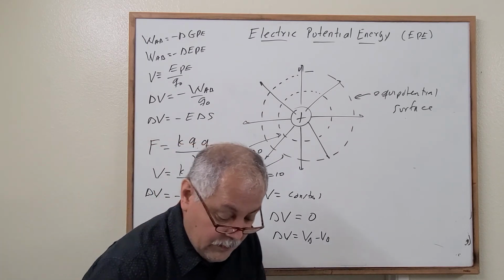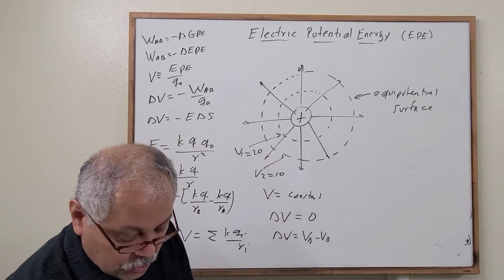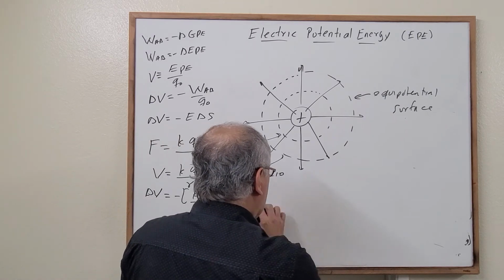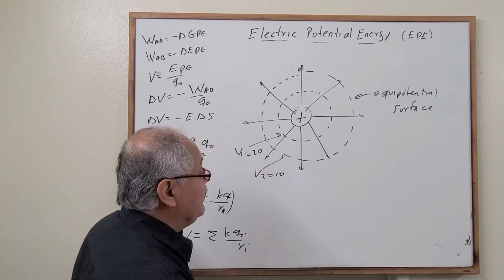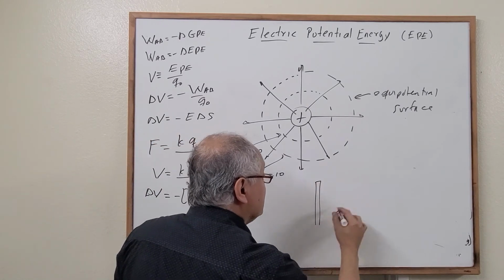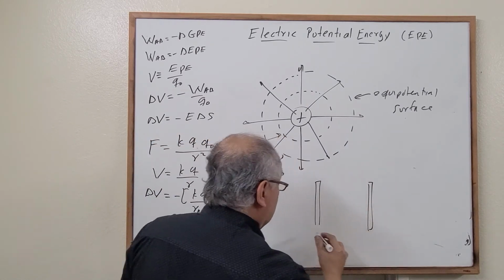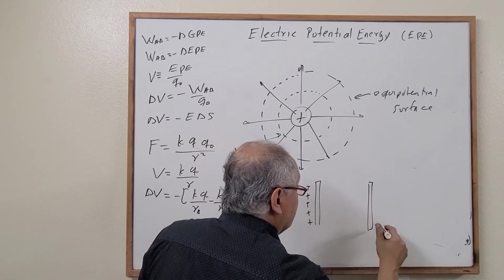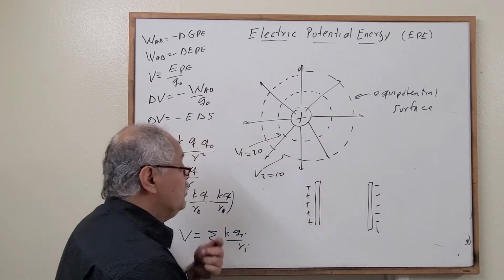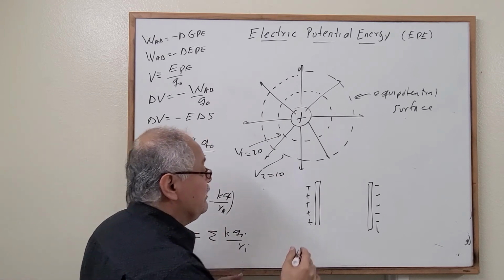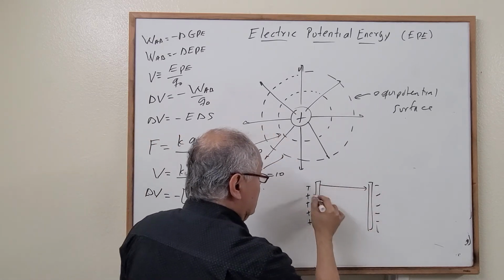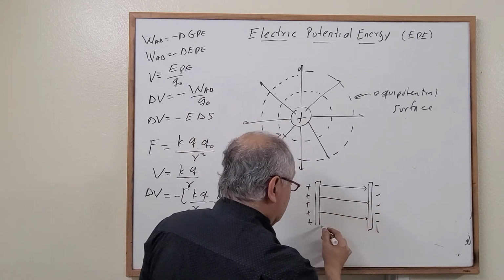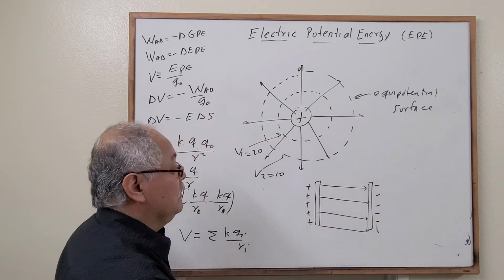Correct? Perfect. Also, if we have two parallel plate charges in this way, what should be the electric field in between? Remember, it goes from leaving positive charges and goes to negative charges in this way, correct?